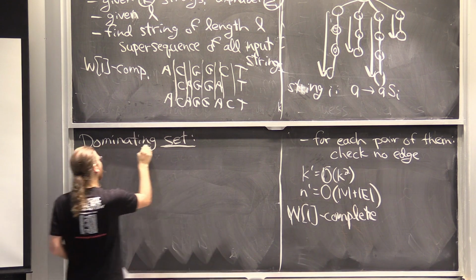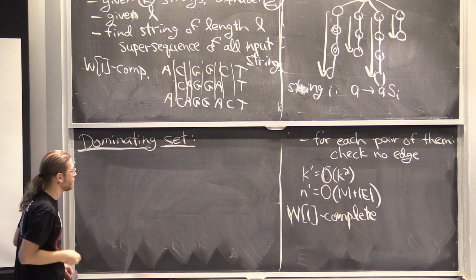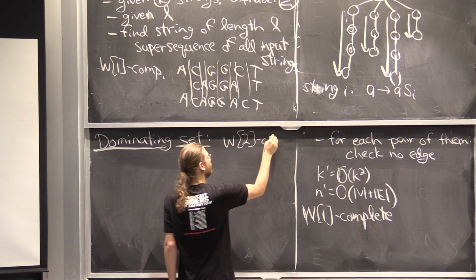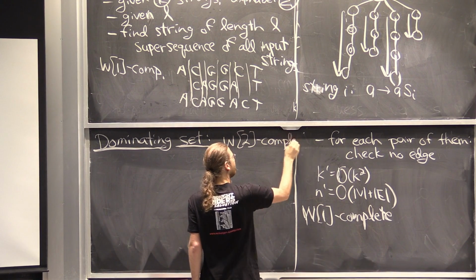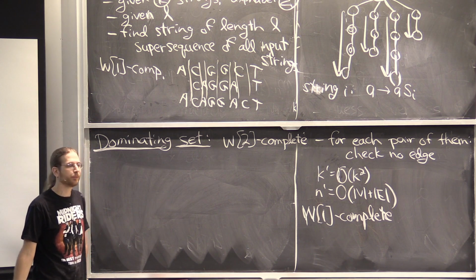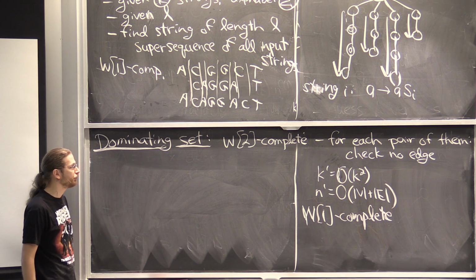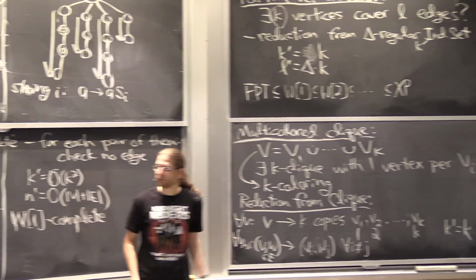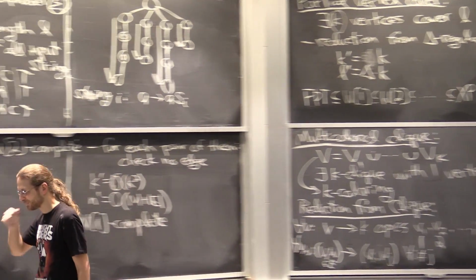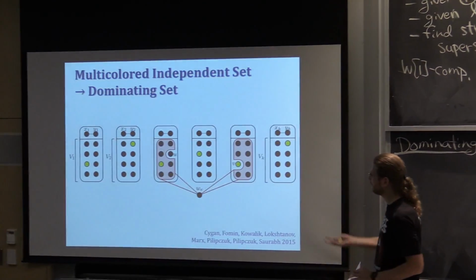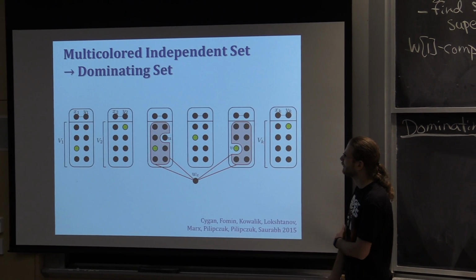Dominating set. This problem is actually W2-complete, so this is even harder. But before we worry about W2, let's prove that it's W1-hard. So we're going to reduce from multicolored clique to dominating set. And I have a nice figure. This is a preview of this cool parameterized algorithms book.